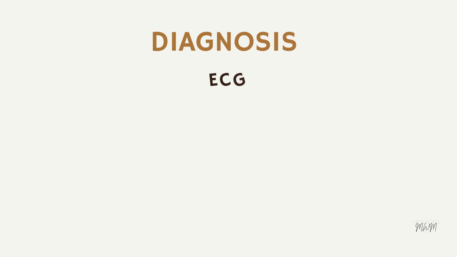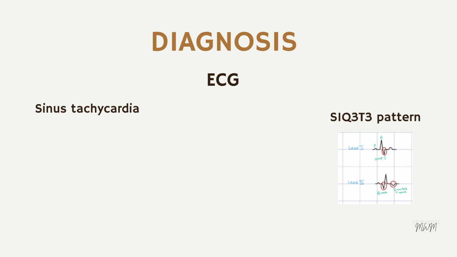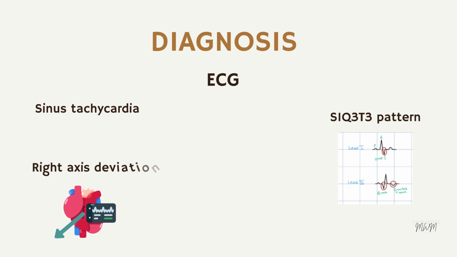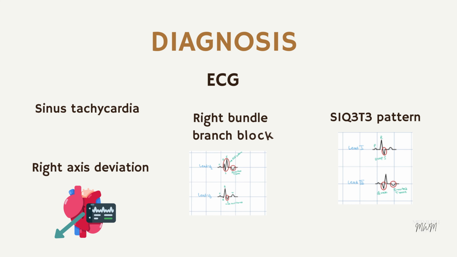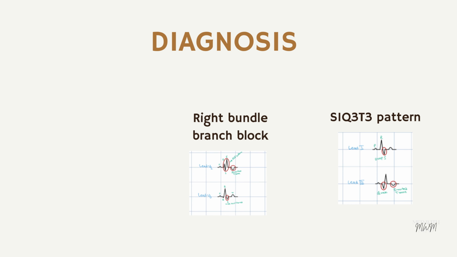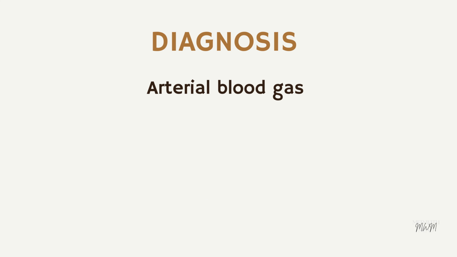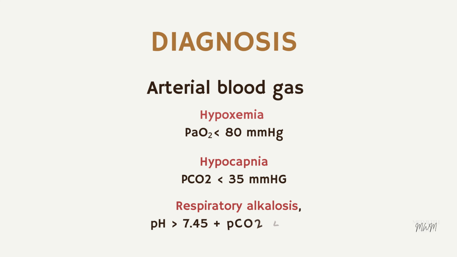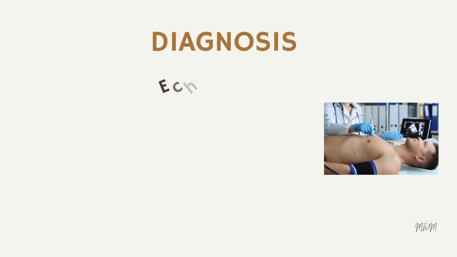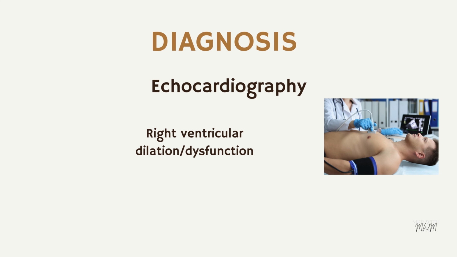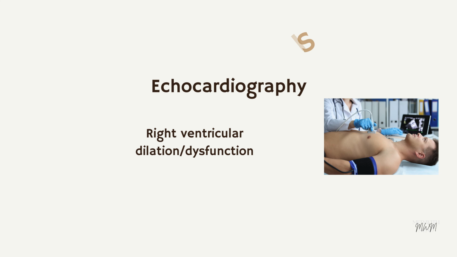On ECG, sinus tachycardia is most common, but you may also see an S1Q3T3 pattern, right axis deviation, incomplete or complete right bundle branch block, or T-wave inversions in V1 to V4. Arterial blood gas analysis can show hypoxemia, hypocapnia, and respiratory alkalosis. And remember, if oxygen is low despite a normal chest X ray, always suspect pulmonary embolism. Lastly, echocardiography can show right ventricular dilation or dysfunction, especially in unstable patients.